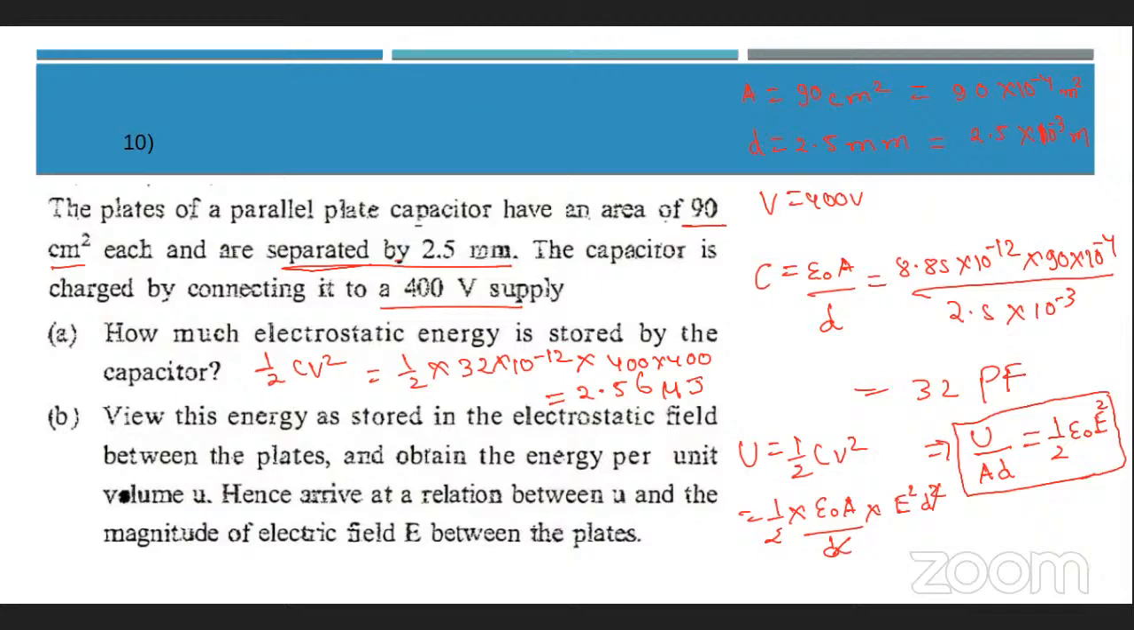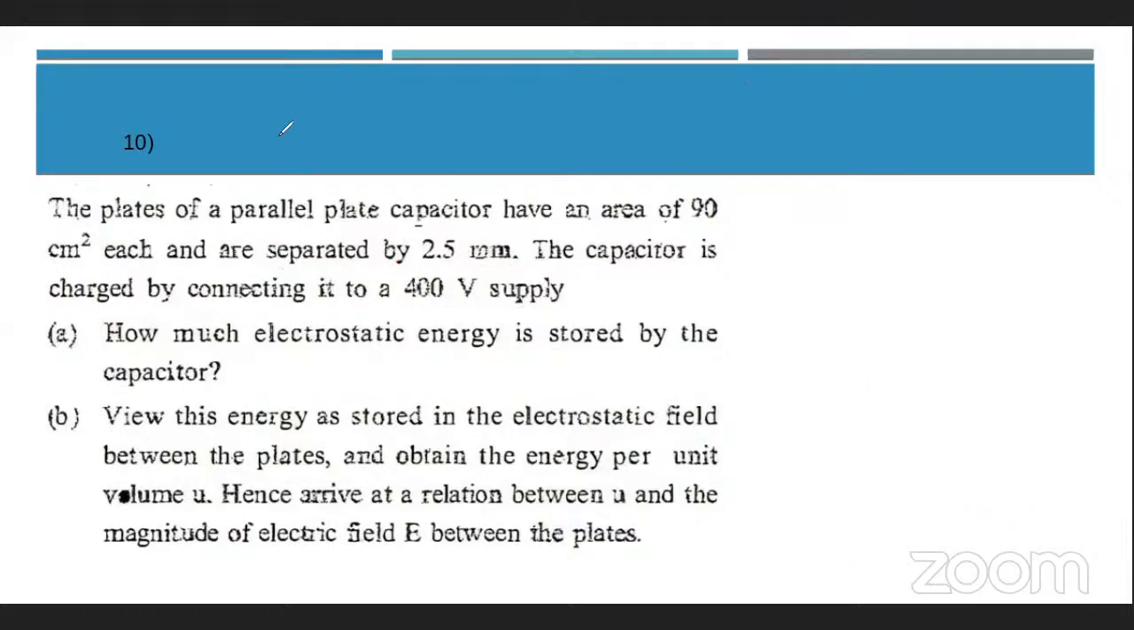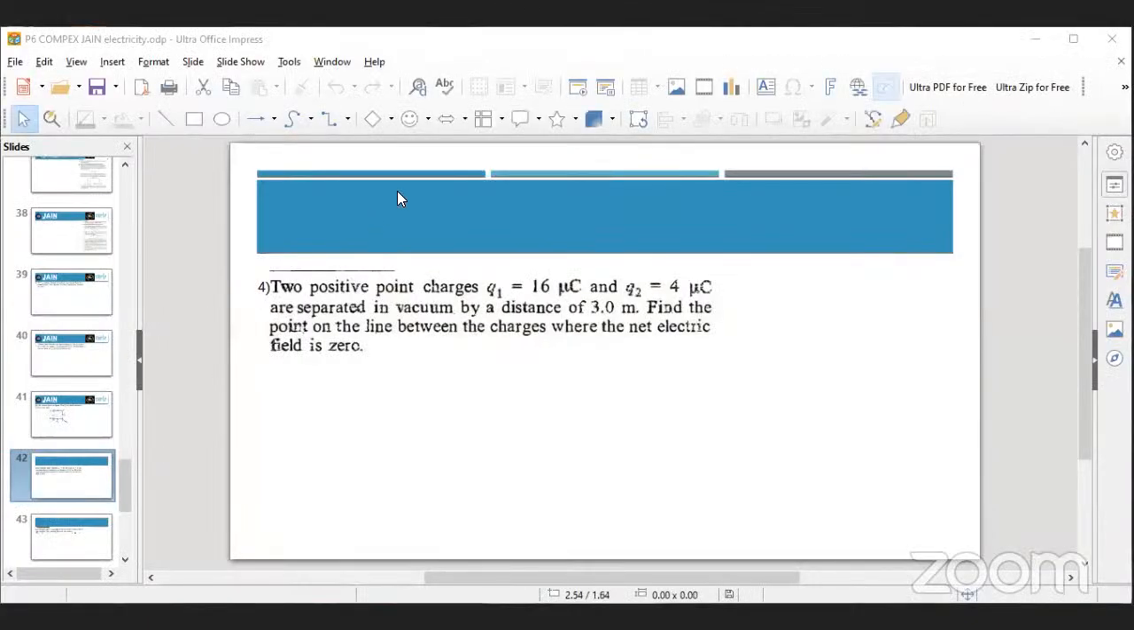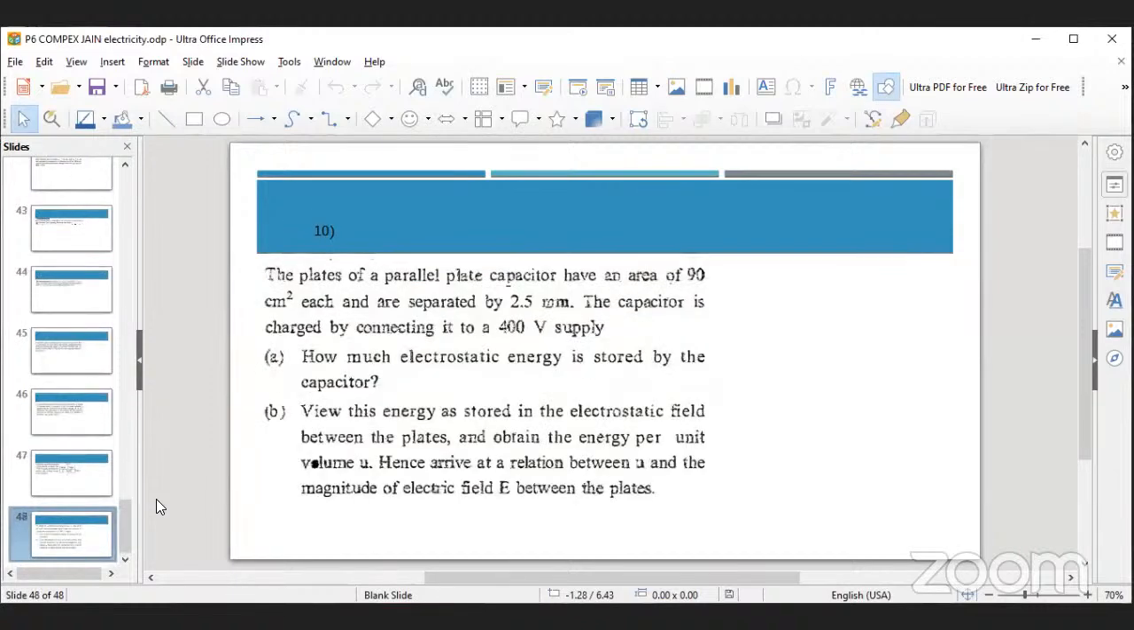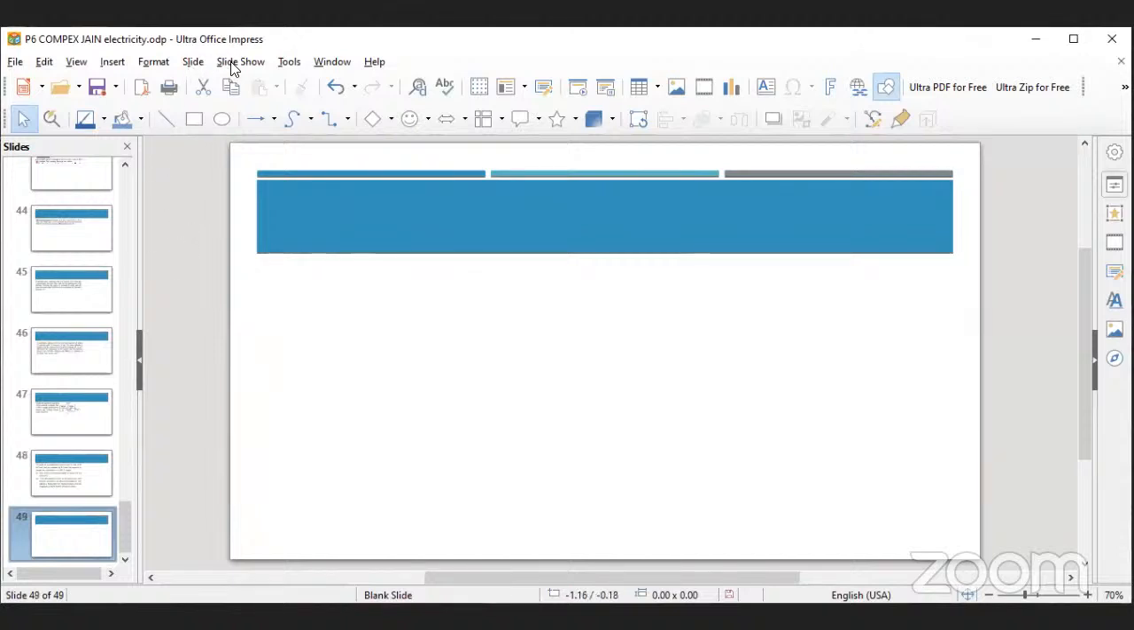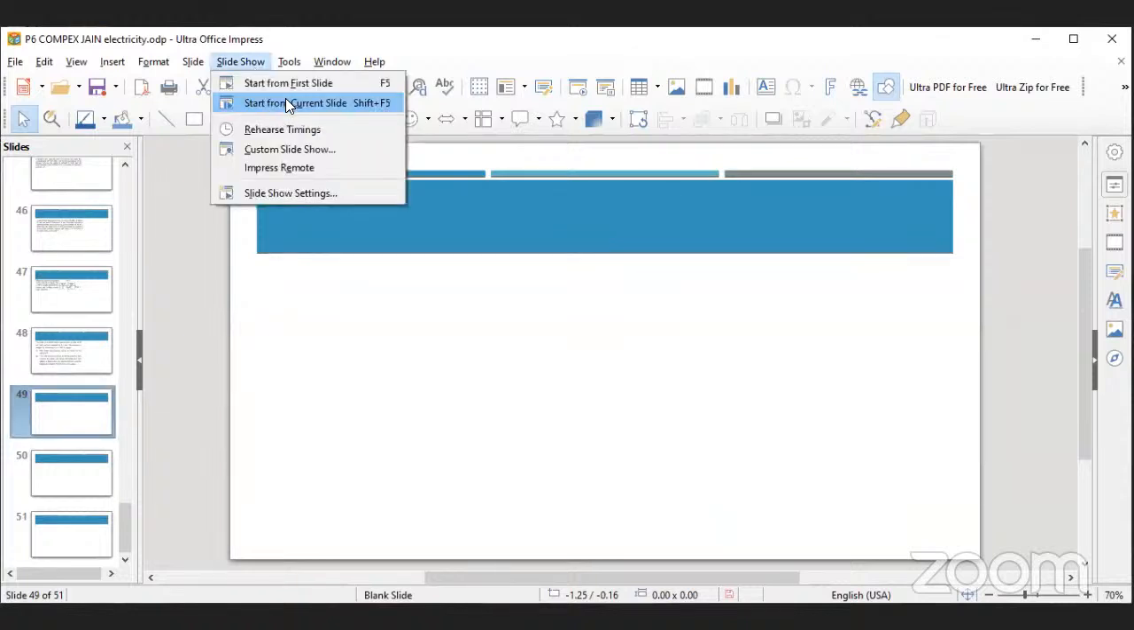Let's try some IQs. So what are those? The question says, the first question we can do.